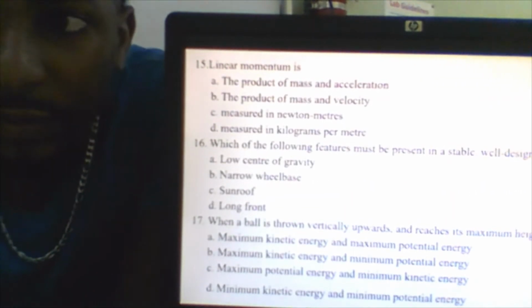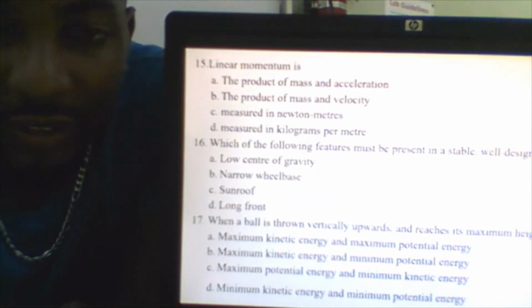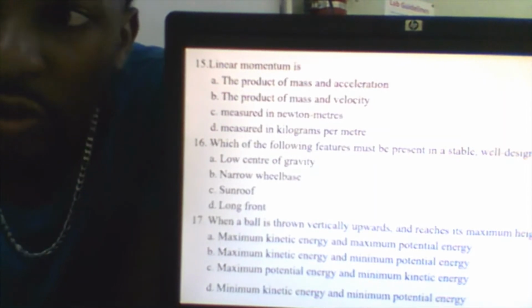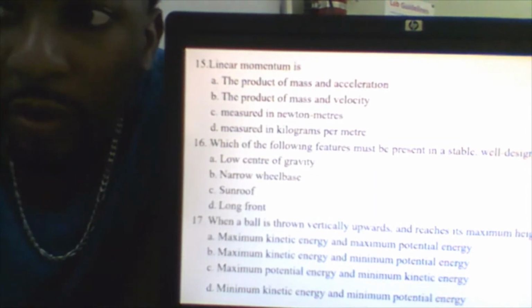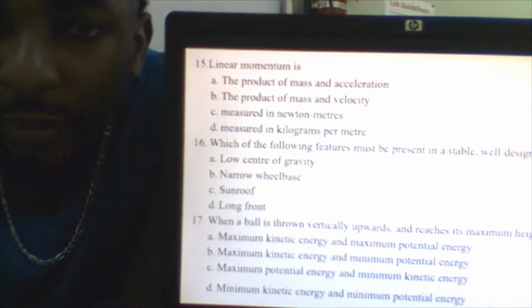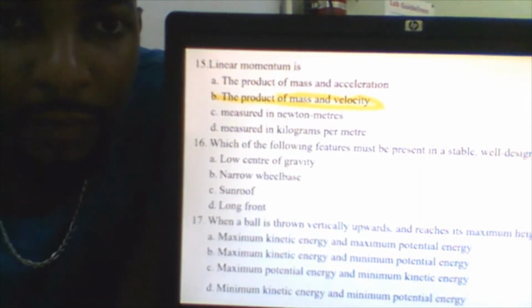Number 15, linear momentum is what? Right, so linear momentum, as you should know, is the product of the mass and velocity. Number 15B. Alright, number 15B.